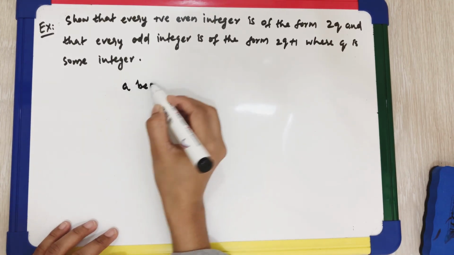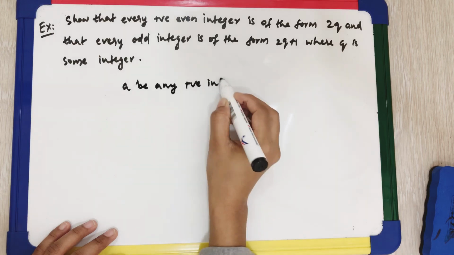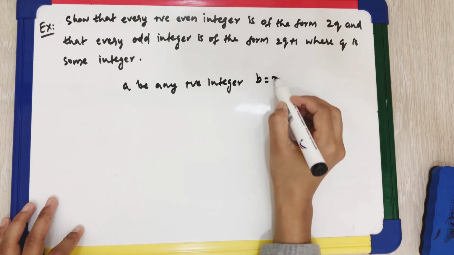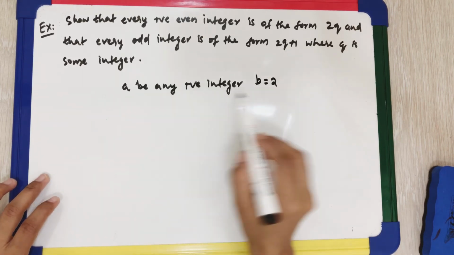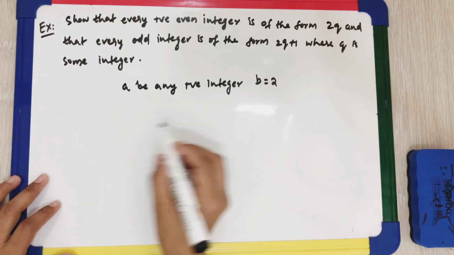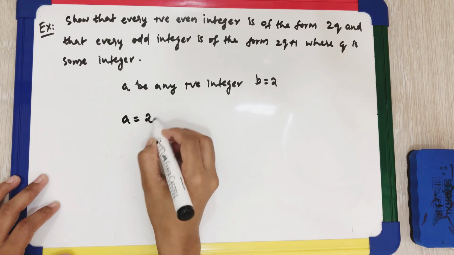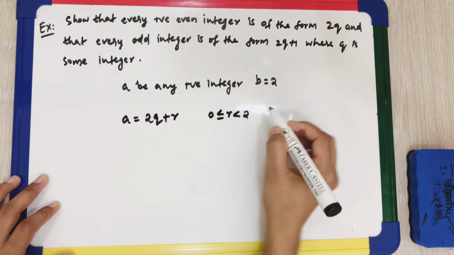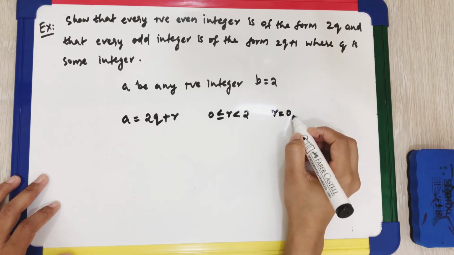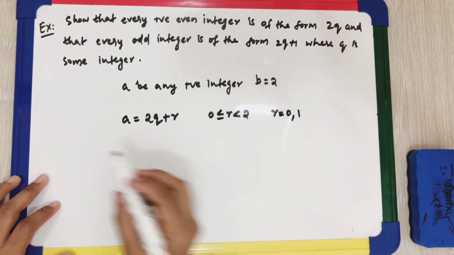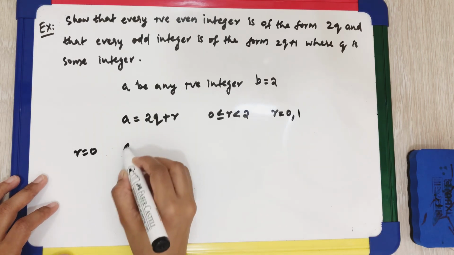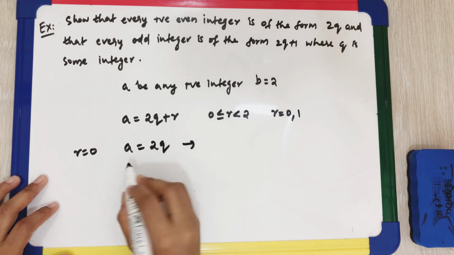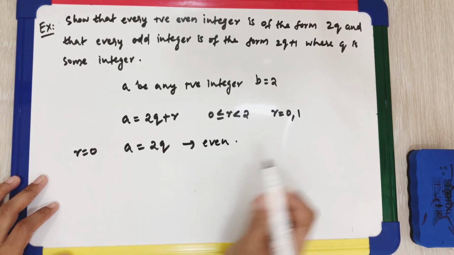Let a be any positive integer and b equal to 2. Then we can apply Euclid's lemma to a and b. By Euclid's lemma, we get a is equal to 2q plus r with 0 less than or equal to r less than 2. That is, r can take values 0 and 1. When r is equal to 0, we get a is equal to 2q. Clearly, this is divisible by 2. Therefore, a is an even integer when r is equal to 0.